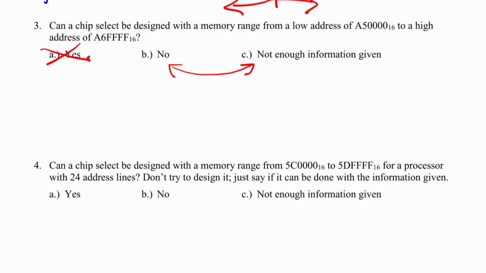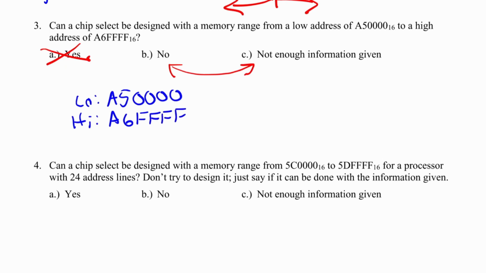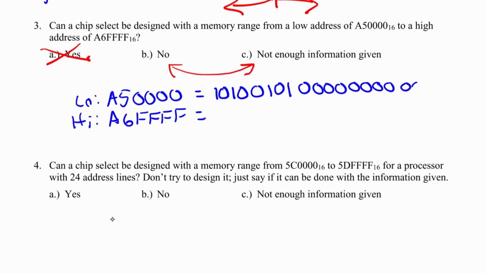Now, the question is if we can decide if there's not enough information or if the answer is no. If that range is valid, but we just don't have the full address, that would be not enough information given. If, however, there's some sort of a conflict like there was in the previous problem, we'd know that the answer was no. The only way we're going to figure this out is to just go ahead and do the conversion. So let's do it. So we have the low address of A50000 to a high address of A6FFFF. And so A5, so A is 1010, 5 is 0101, and then we've got 16 bits of zeros.